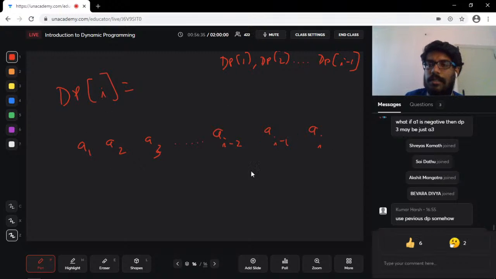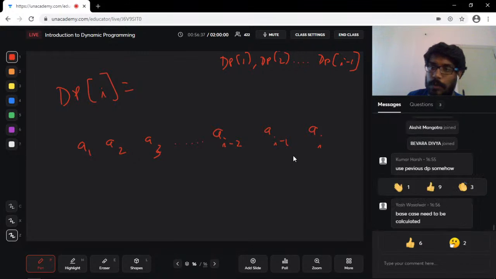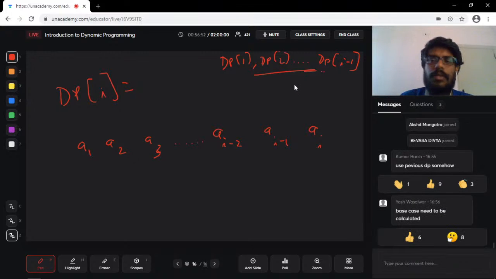Now to compute dp of i, of course I don't want to go and look at all the subsets, because that's going to take 2 power i time. I don't want to spend so much time. But I still want to consider all the subsets in a smarter way, and somehow reuse the dp values that I've already computed. So how exactly do we do this? This is the main question.